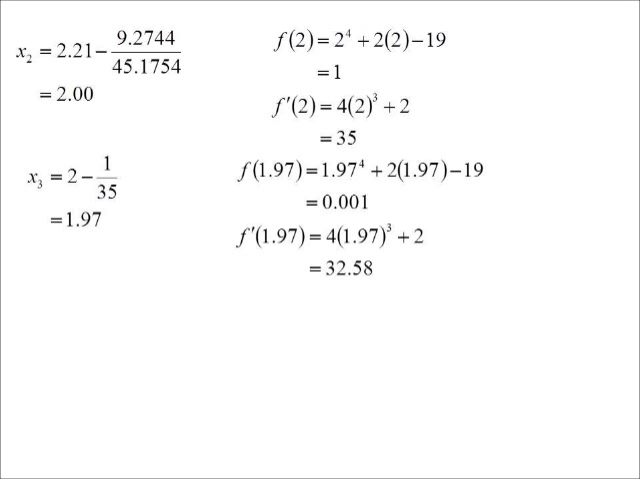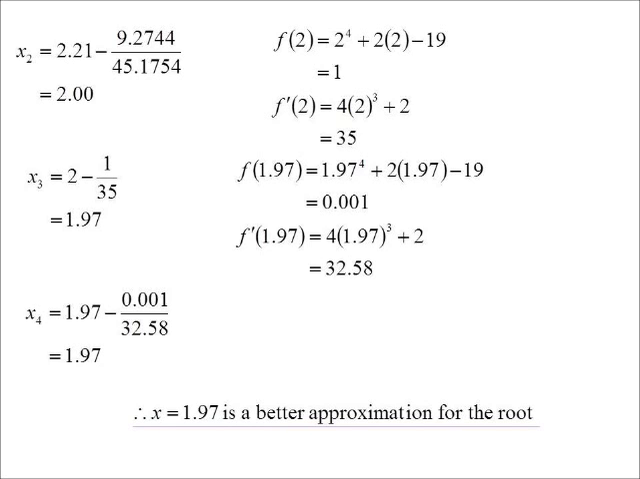1.97.001 over the derivative, that should tell me I am close. Not just because that's very close to 0, but the slope is quite large. So if I'm subtracting a fraction with something very tiny on top and something very large on the bottom, I'm subtracting a very small amount. And to 2 decimal places, it turns out to be 1.97. So clearly, if I just keep going, I'm just going to keep getting 1.97 and 1.97. So 1.97 is my better approximation.